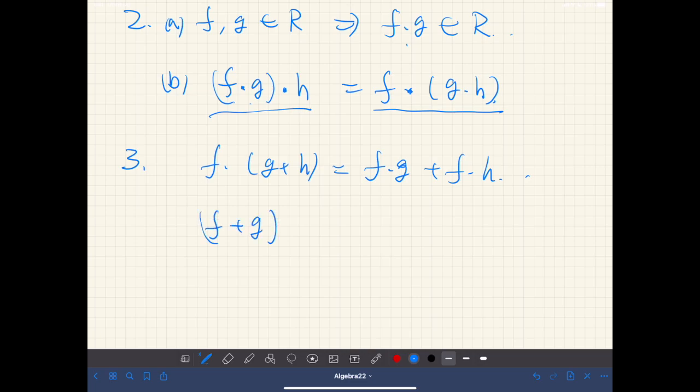And similarly, we need to show that this one holds. So these are exercises and you should try.